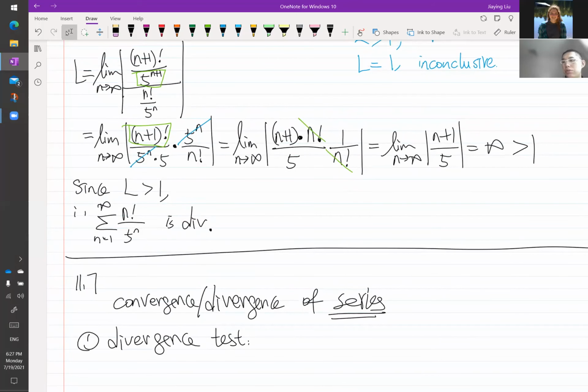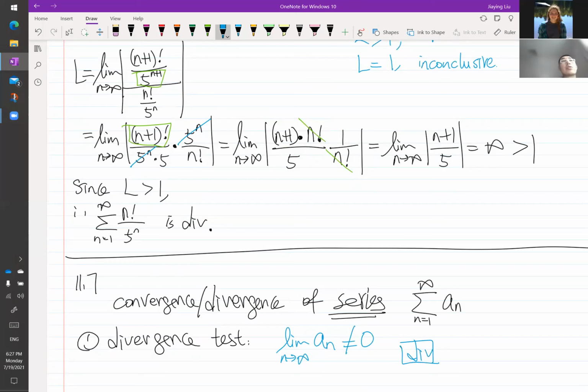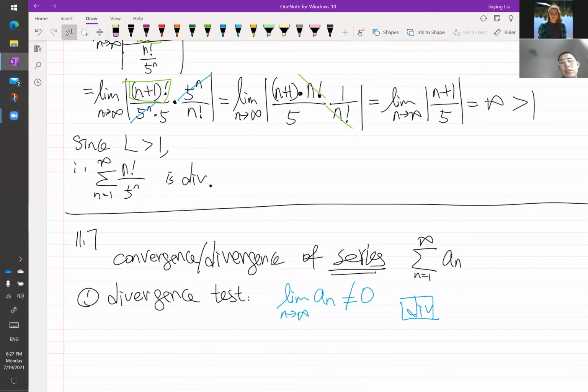When you're given a series, the first thing you want to try is see if the divergence test works. So to do the divergence test, the series is sigma of a_n, n from 1 to infinity. We just take the limit as n goes to infinity of a_n and see if that's going to equal 0 or not 0. We want it to be not 0, so that will be divergent. If it's equal to 0, we don't know. But we want it to be not 0.